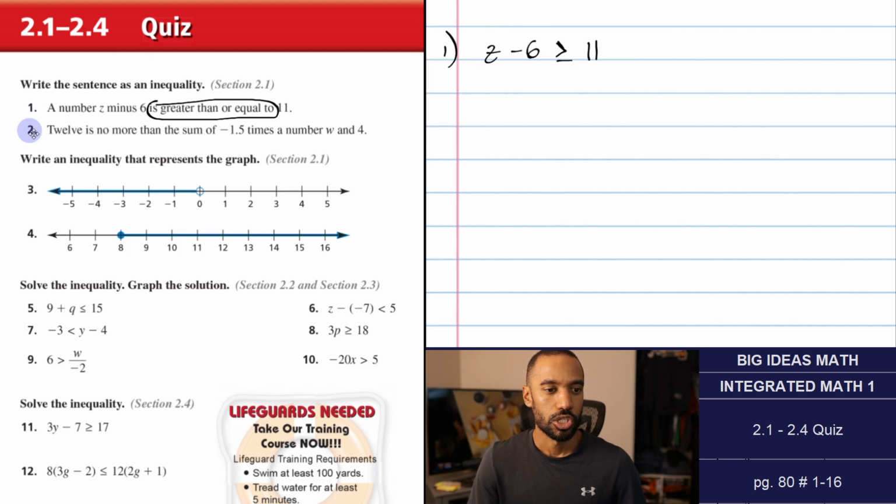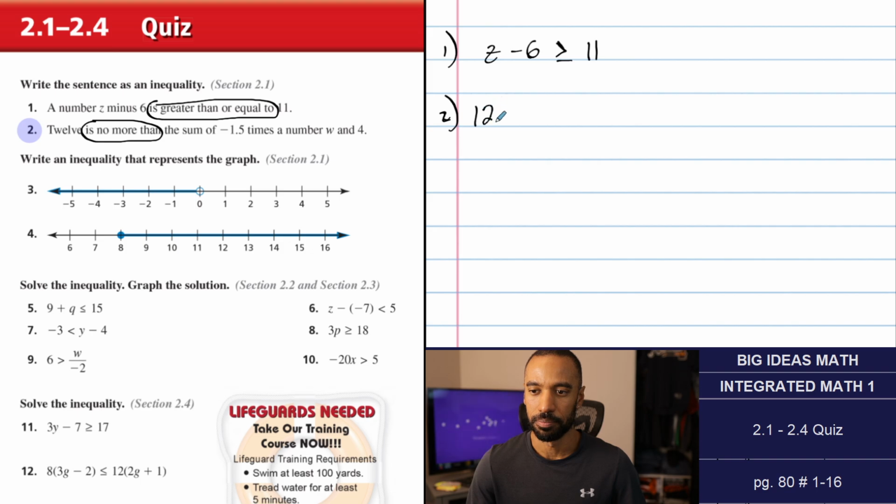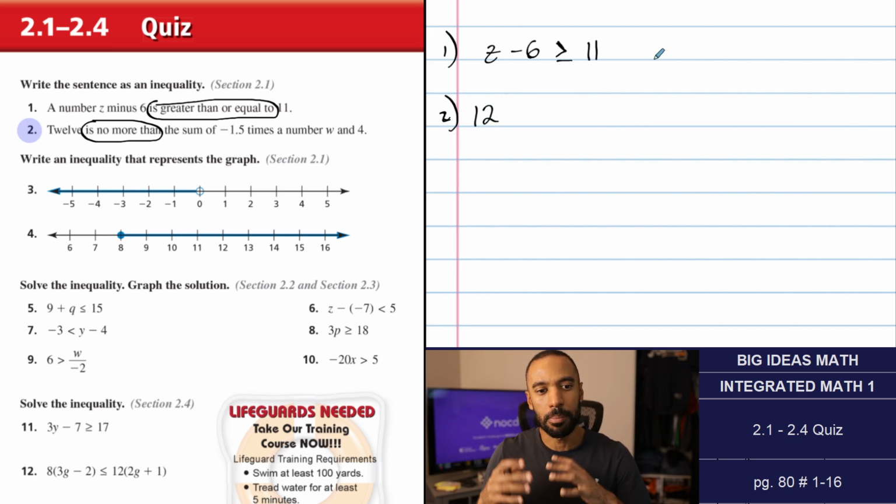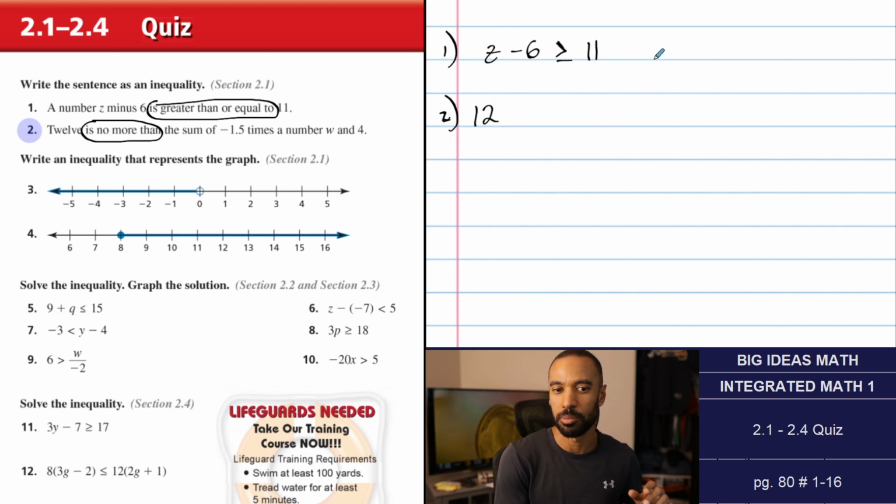On number 2, 12 is no more than the sum of negative 1.5 times a number w and 4. Let's first separate the expressions, then we'll get to the inequality itself. "Is no more than" is where the inequality is placed. So 12 is on this side. On the other side is the sum of negative 1.5 times a number w and 4.